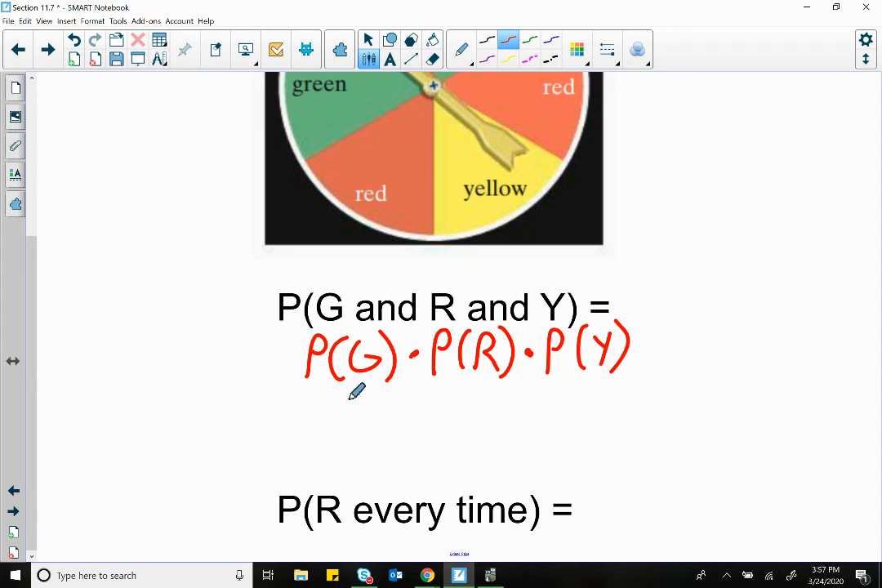So the probability of a green, as we already knew, was 2 out of 6. Probability of a red is 3 out of 6. Probability of a yellow is 1 out of 6. Again, you could reduce these fractions and then multiply it all out.